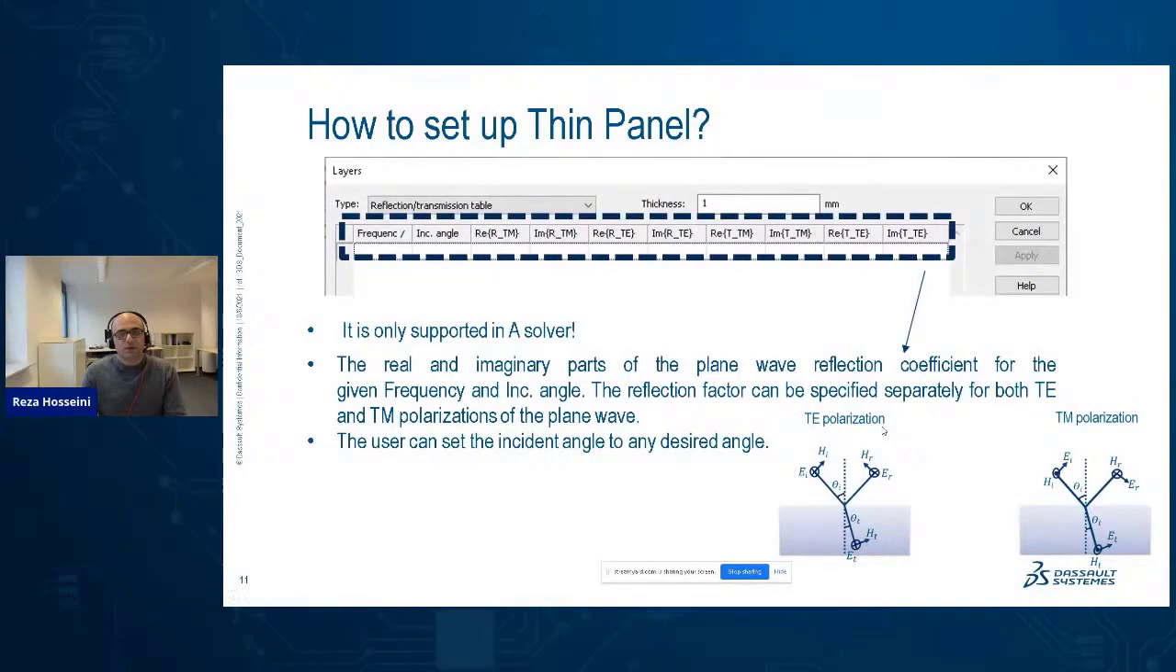The second option that is important to mention is the reflection and transmission table, and that option only supports the asymptotic solver. It's important because here we can have this dependency over different incident angles. Unlike the other two modes, there's no limitation in terms of incident angle. It could be for normal or any incident angle, and for two different polarizations of the plane wave. I emphasize this because I'm using this one later in this webinar.